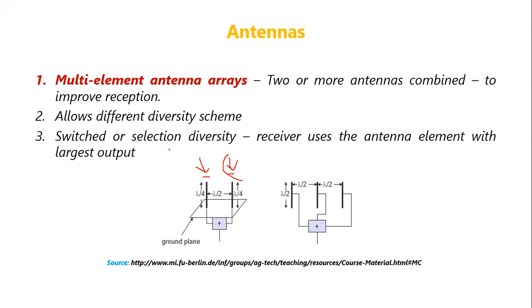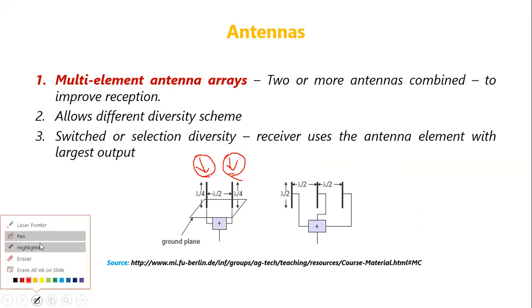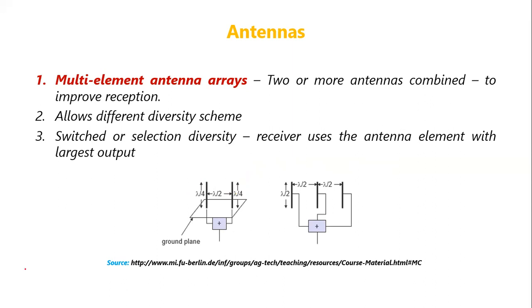Or say for example, in the morning time, the data received through this antenna has a high output. But in the evening time, this other antenna produces high output. So in the morning time, your device will receive from this antenna, and in the evening time, the device will receive from the other antenna. That concept is called switched or selection diversity. Whichever antenna provides a better output, the receiver can receive from that particular antenna.